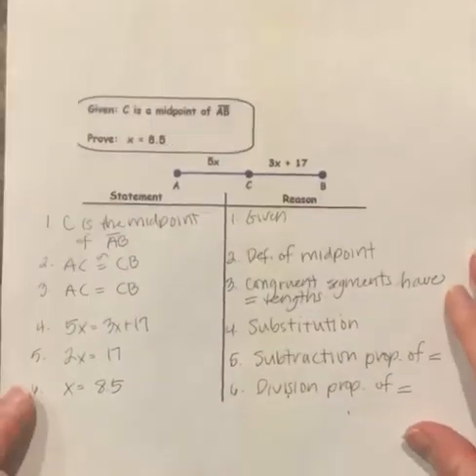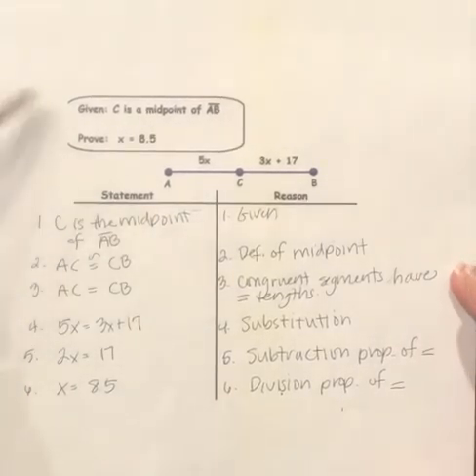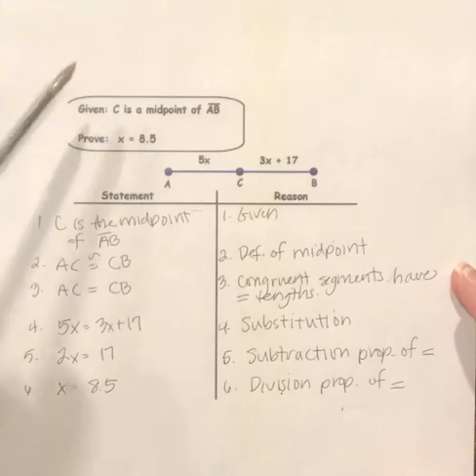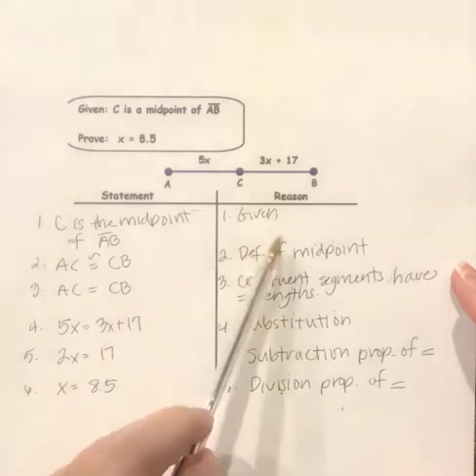Okay, the next proof is another segment, but this time I was given different information. I was given that C is the midpoint of AB, and I'm supposed to prove that X equals 8.5. So again, I'm starting with the given information. C is the midpoint of segment AB, that was given.